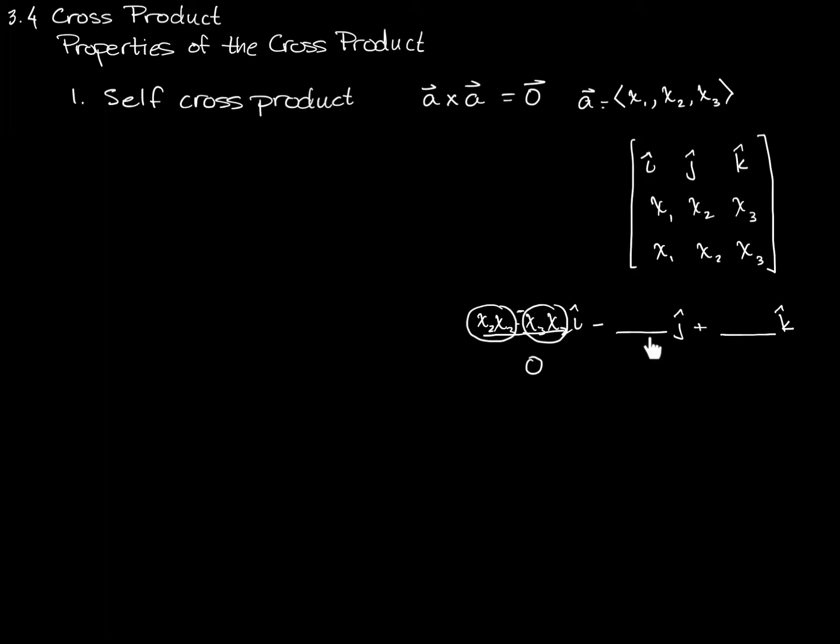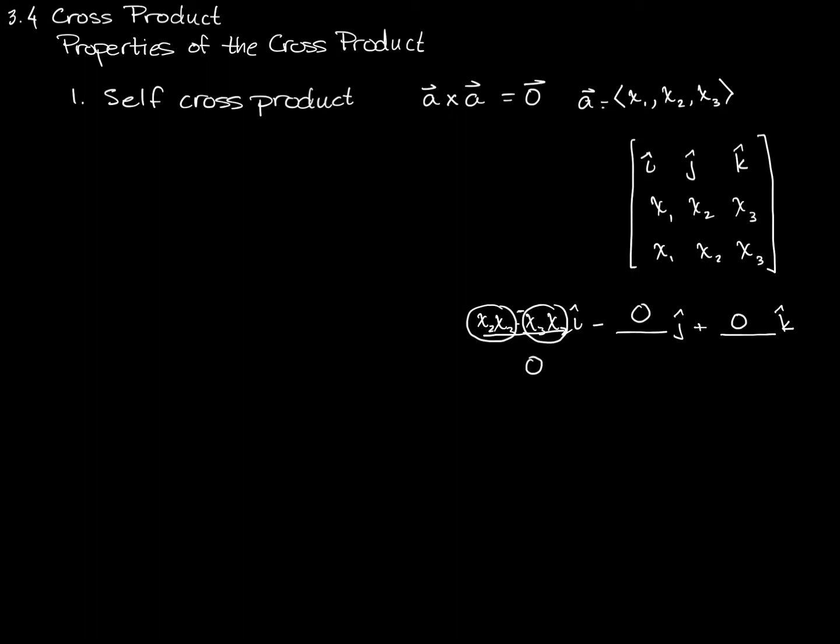My second component, I've already written my minus sign, is going to be x1, x3 minus x3, x1. The same thing's going to happen there, so that's going to be 0. And then the last one is x1, x2 minus x2, x1, and that's going to be 0. So even though I've used a generic A equals x1, x2, x3, those values could be anything, right? Any real number. It doesn't matter what they are. This pattern is going to pervade, and so we're going to end up with the 0 vector.